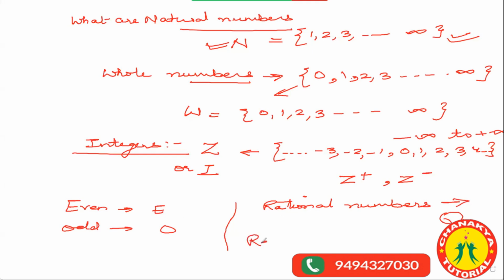Clear? Real. And what are real numbers? Rational numbers together with irrational numbers. Yes, good. Collection of all irrational and rational numbers.